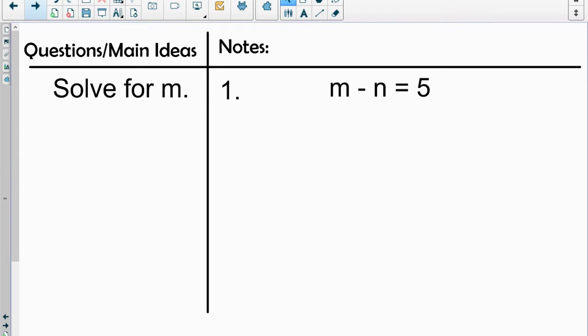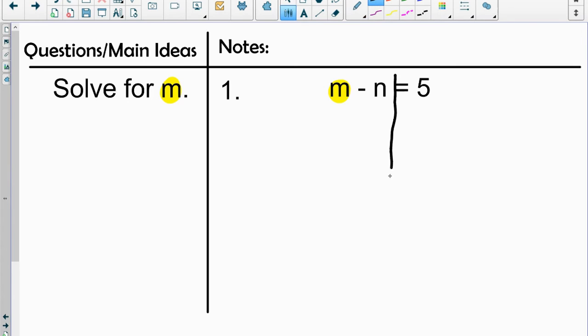Example number 1 says m minus n equals 5. Well, normally we just solve for whichever variable's there, but there's 2 variables. So we have to look in the instructions. It says solve for m. So our job is to try to get m by itself.